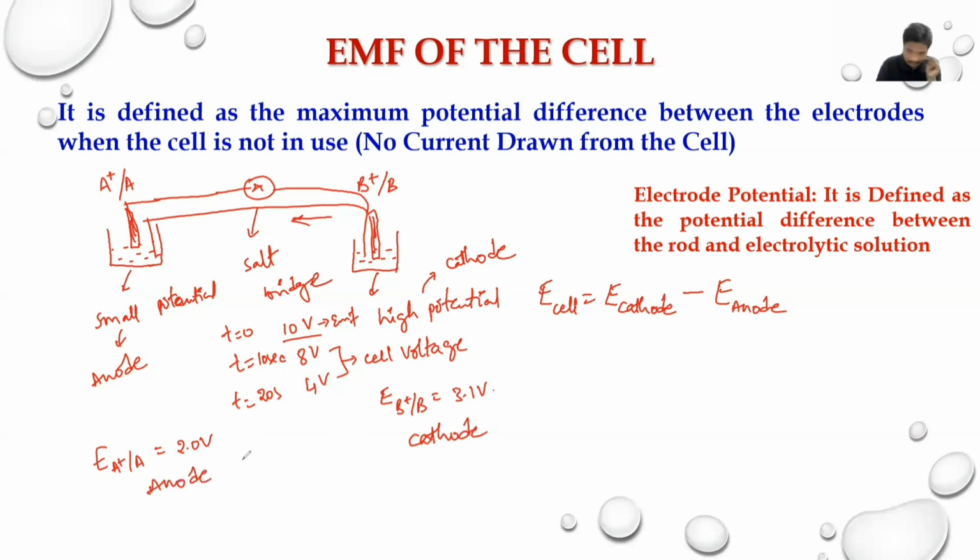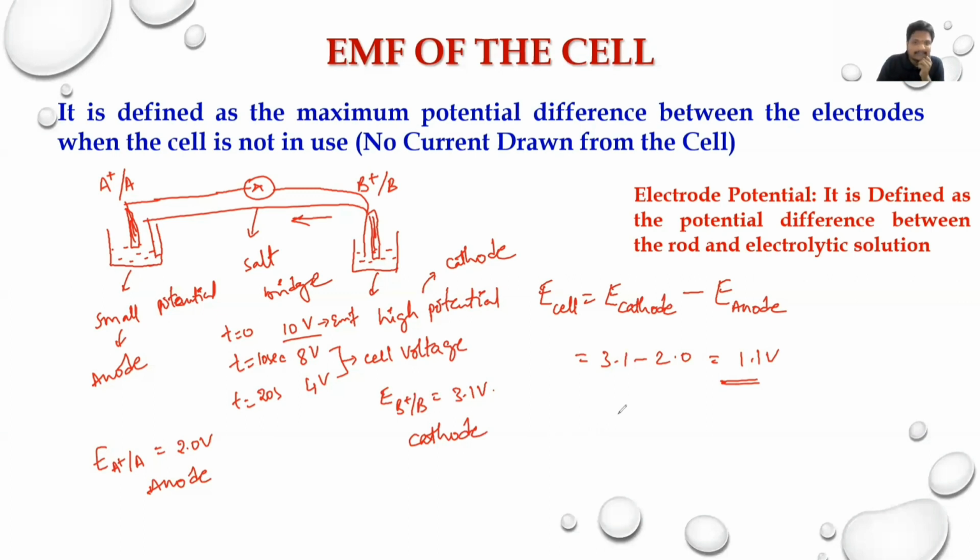The other one, with the lowest reduction potential, will act as the anode. Now the EMF of the cell, as we know, is the potential at the cathode minus the potential at the anode. You can simply calculate: 3.1 minus 2.0, which is 1.1 volts. So the EMF of this cell is 1.1 volts. In this way, you can calculate the EMF of the cell.